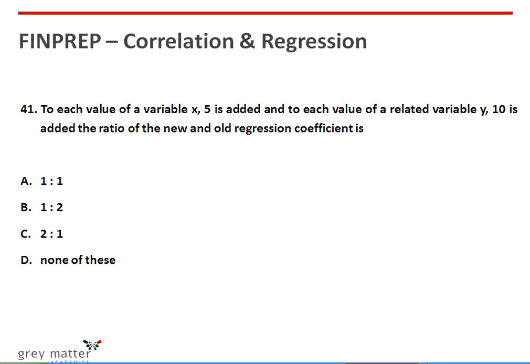So actually the corresponding coefficient in the old and the new will not change. So the ratio will be 1:1. Actually it should be correlation coefficient, so there is no change, so the ratio is 1:1. So the answer is option A, which is 1:1.